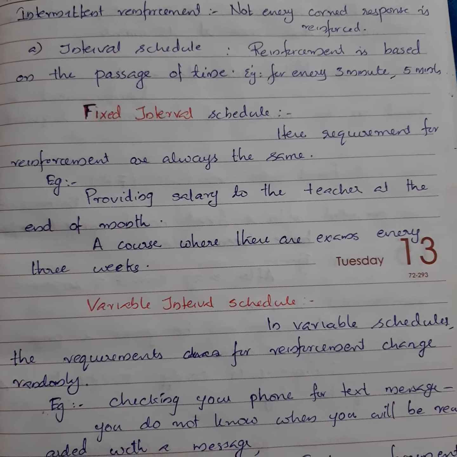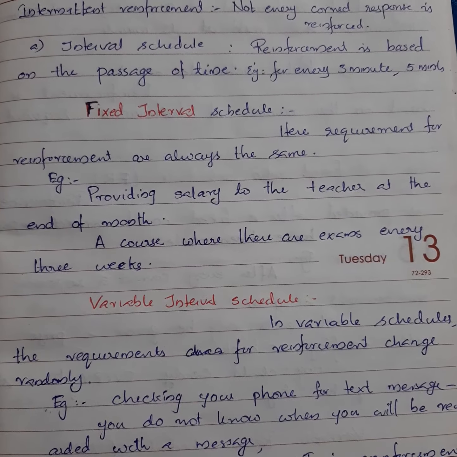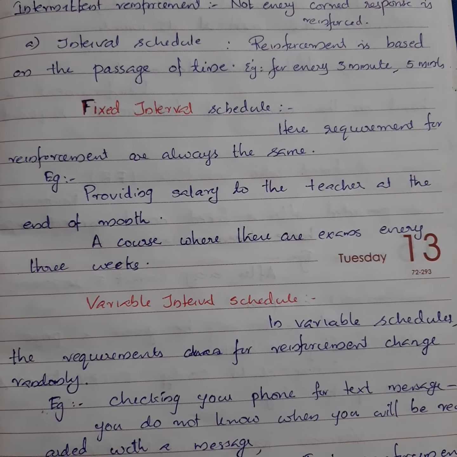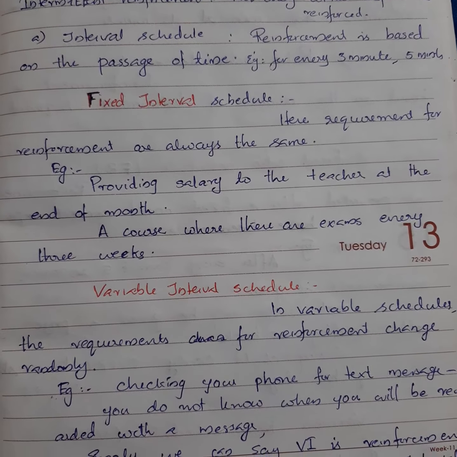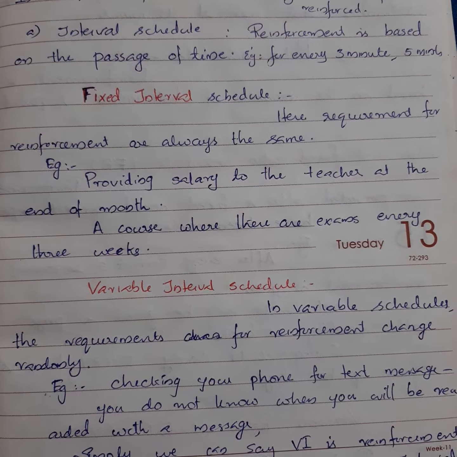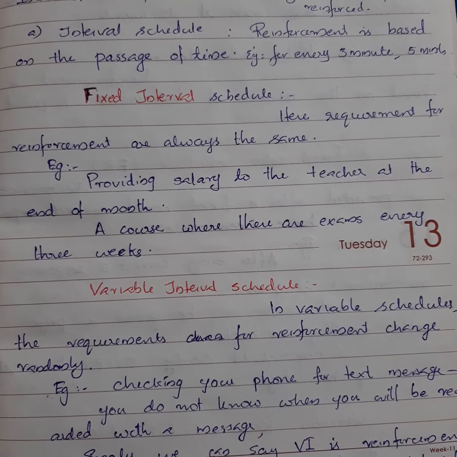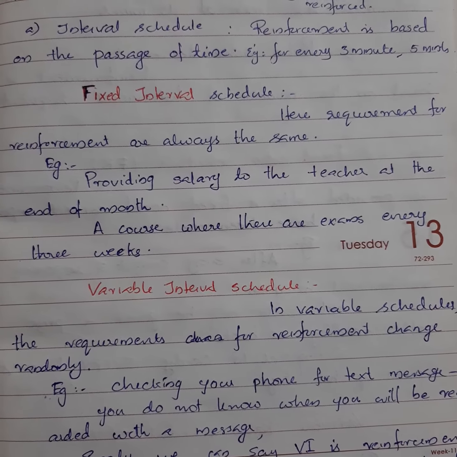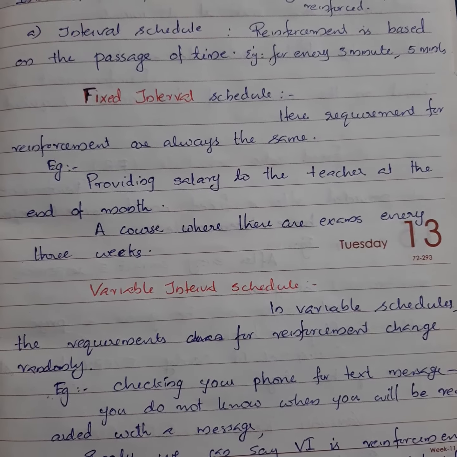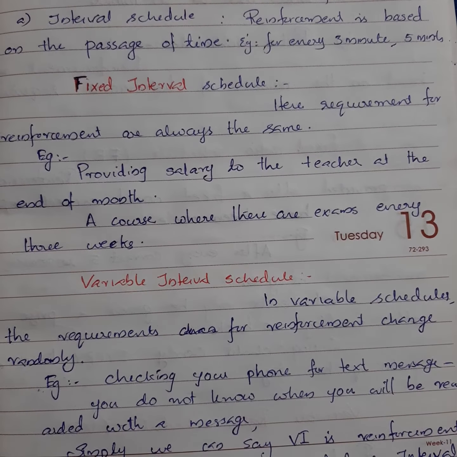In the case of fixed interval schedule, the requirements for reinforcement are always the same. That means the passage of time between two reinforcements is fixed. An example for fixed interval schedule is providing salary to the teacher at the end of the month. Another example, a course where there are exams every 3 weeks. From these two examples, we can say that the time when the reinforcement is provided is the same.